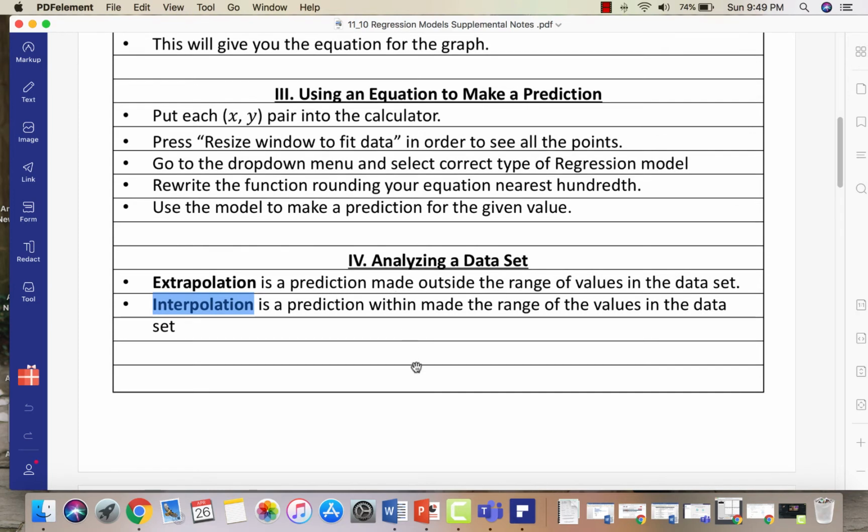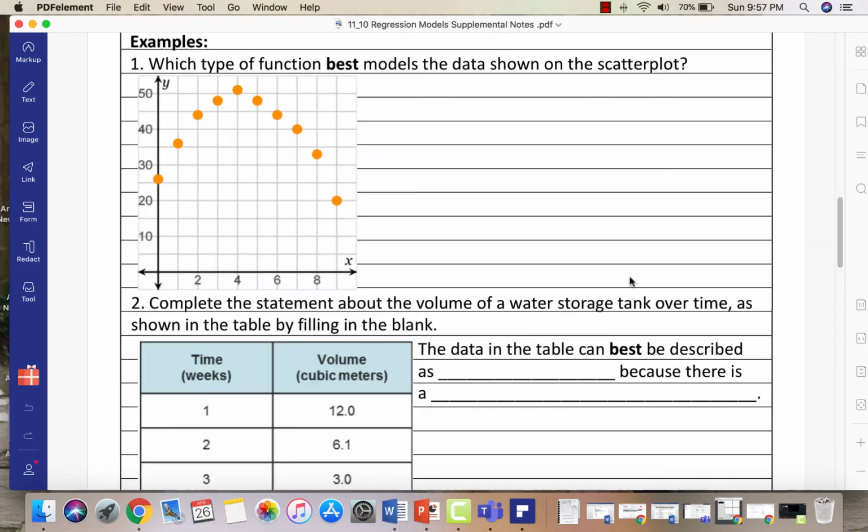Then we can analyze a data set. There's extrapolation and interpolation data. Extrapolation is a prediction made outside the range of the values in the data set. Interpolation is within the range of the values. So, examples. Remember that most of these examples come from the assignment portion of the lesson.